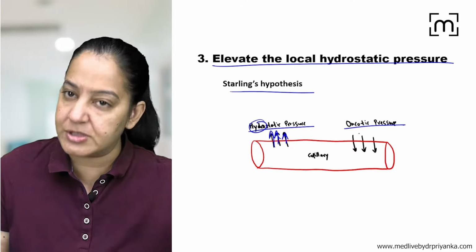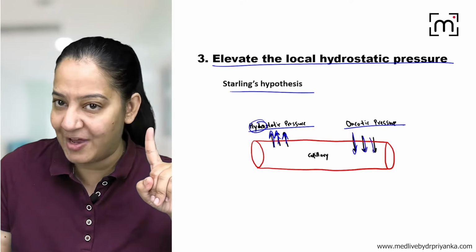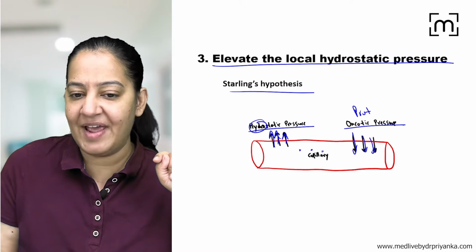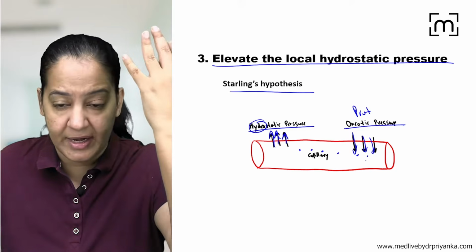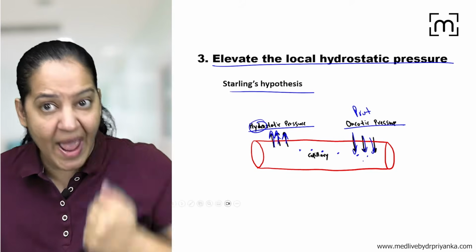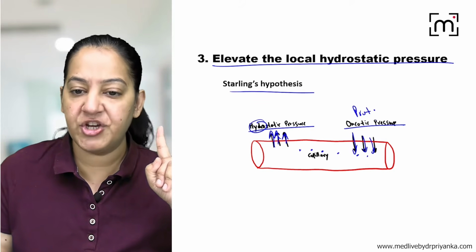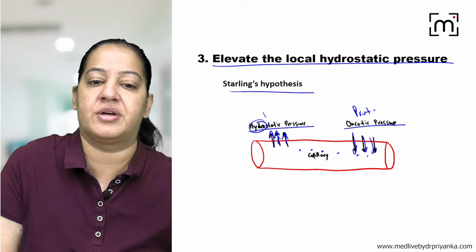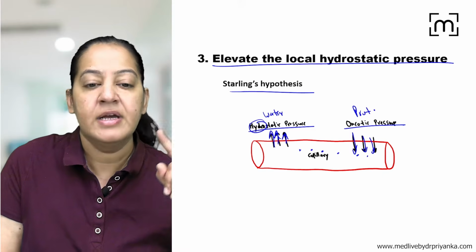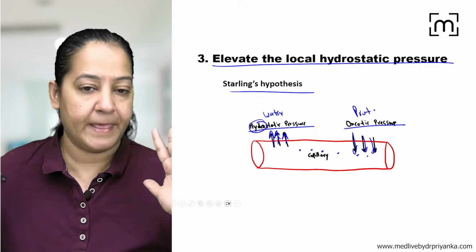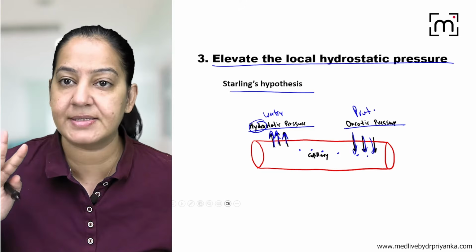And oncotic or osmotic pressure is inward. Look at the arrows. This is the pressure due to proteins. Whatever protein, especially albumin, is present in the blood vessel, it will drag the water inside. So the pressure due to protein is known as oncotic pressure, and the pressure due to water is known as hydrostatic pressure. This is Starling's law. Can you see Starling's law? Yes, this is Starling's law.